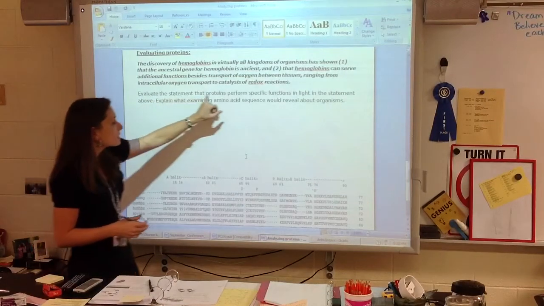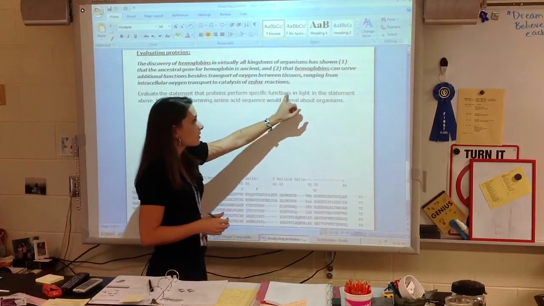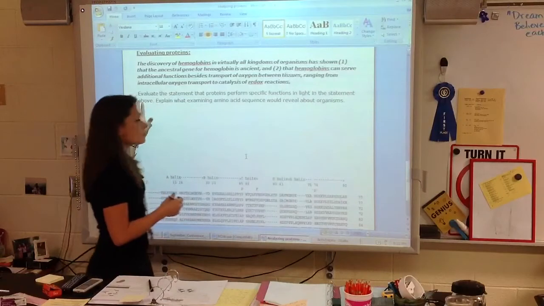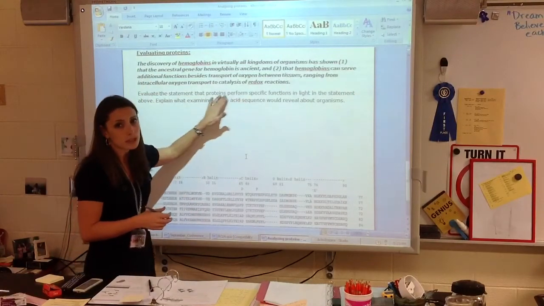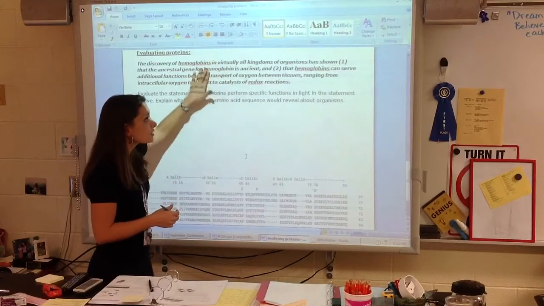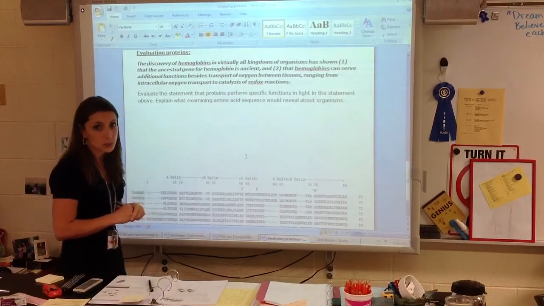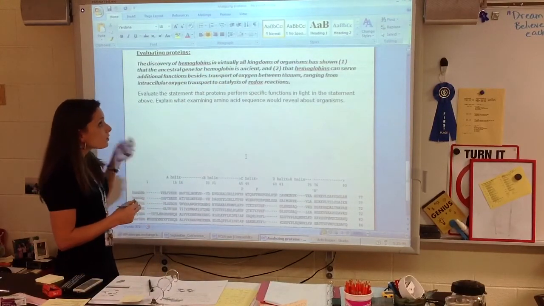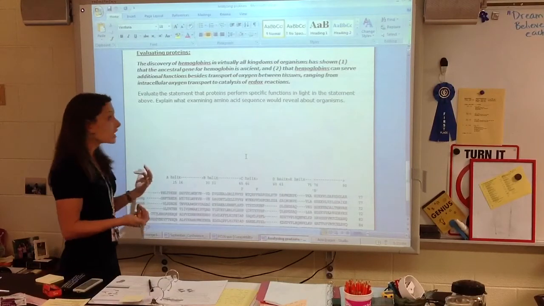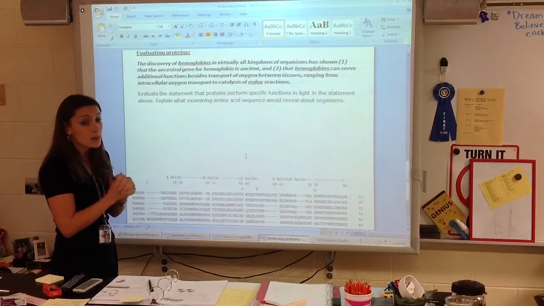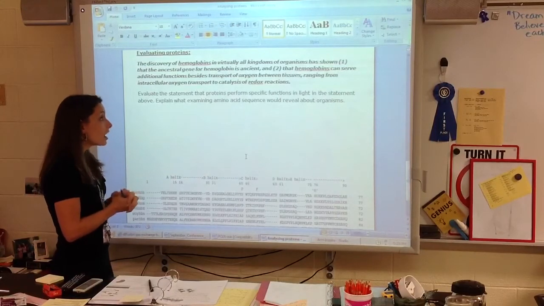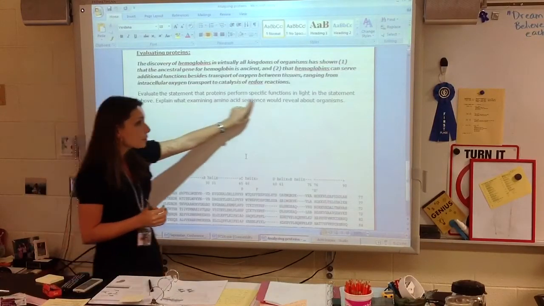So evaluate the statement that proteins perform specific functions in light of the statement above. So what does it matter that they perform specific functions? If I read this, what does it matter that they do specific jobs? Of course we want to know that it has to do with the shape, and it has to do with how those jobs might mean that the cells have a lot in common. And that's where the second part comes in.